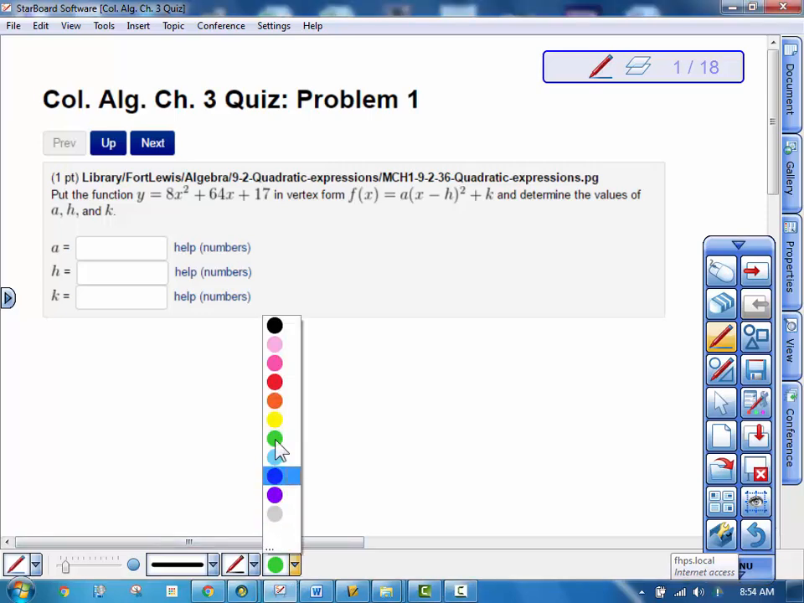Okay, this is the Chapter 3 quiz. The first problem wants us to put this function in vertex form and determine the values of a, h, and k. There's different ways to do this. We talked about completing the square, which I think I showed in the homework video. But I'm going to do this one by using the x-coordinate for the vertex, x equals negative b over 2a.